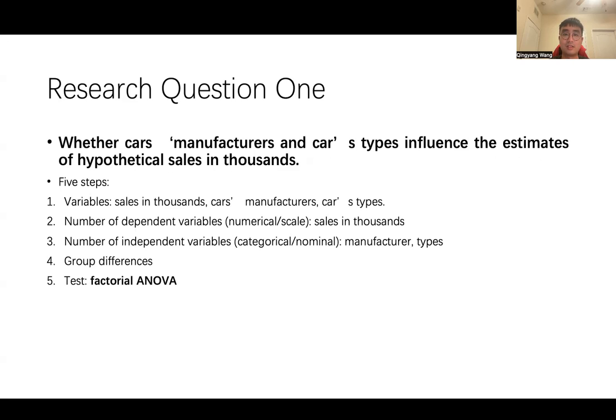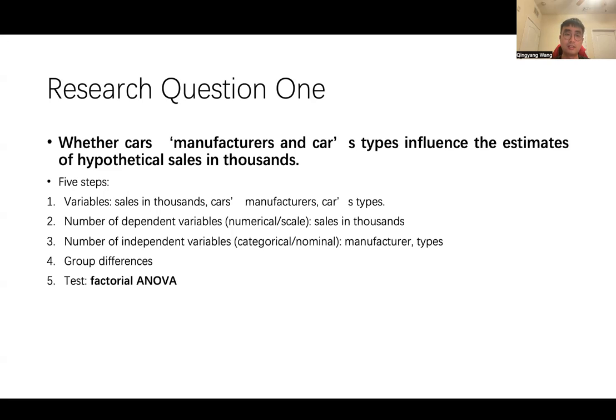Let's move on to my first research question: whether car manufacturers and car types will influence the estimates of the hypothetical sales in thousands. Based on this research question, I provide my 5 steps of determining which method is appropriate. The first one is: what are our variables? My variables are the sales in thousands, car manufacturers, and car types.